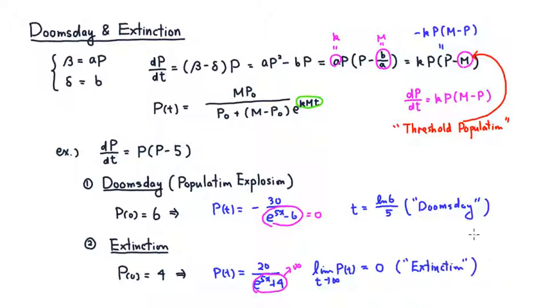So this is the Doomsday and Extinction. If you have too many to begin with, it leads to Doomsday. If you have too few to begin with, it leads to extinction. That's it. I hope that this was clear.